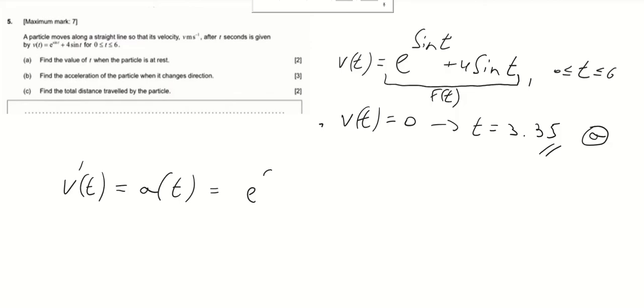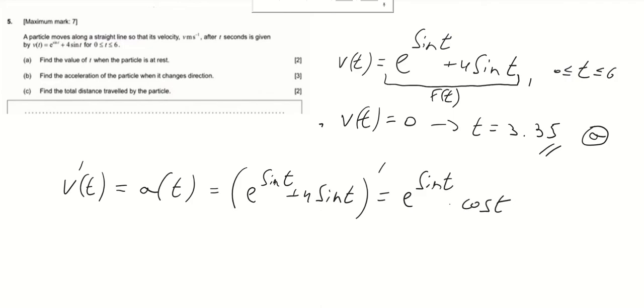So we have e to the power of sine t plus 4 sine t, and we want to differentiate it, so it's e to the power of sine t times cosine of t. When we have an exponential function, its derivative is simply the exponential function again times the derivative of what sits in the exponent, and here we have 4 cosine of t. So this is the term for the acceleration.